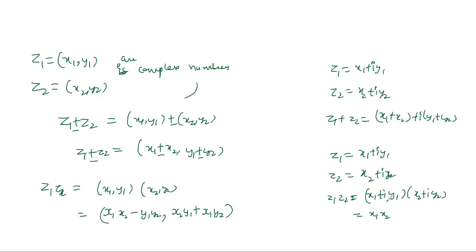So x1 x2 i square will be minus 1 minus y1 y2, and then plus i times, so it will be x1 y2 plus y1 x2. So that is how I'm going in parallel with two notations, because this is something you know already. So this is how you define the product of two complex numbers, and this is how you define the addition and subtraction. And now I'm just going to tell you something very basic.